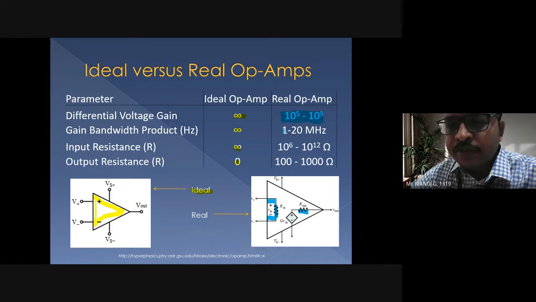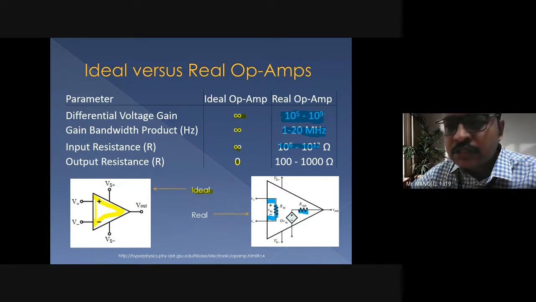And also the bandwidth. Look at the bandwidth. It's almost in the megahertz range you're working. Which is the best of what you can have. And then you have the input resistance pretty high, 10 power 12.